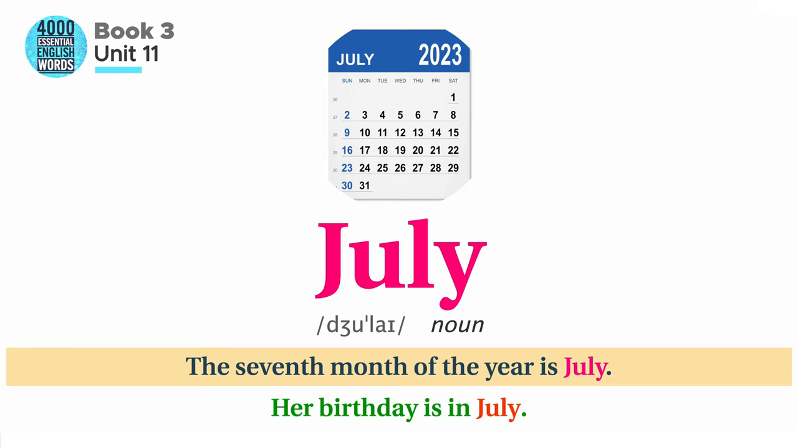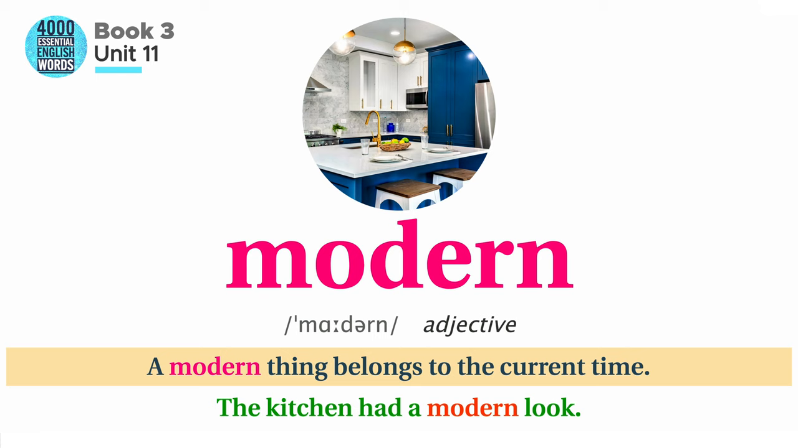July. The seventh month of the year is July. Her birthday is in July. Modern. A modern thing belongs to the current time. The kitchen had a modern look.